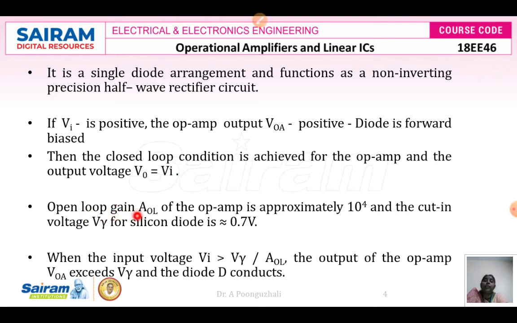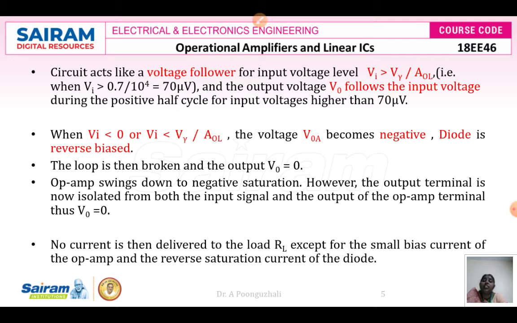So next, the open loop voltage gain AOL of the op-amp is approximately 10 power 4 and the cut-in voltage V gamma of the silicon diode is 0.7. That means when the input voltage Vi is greater than V gamma by AOL, the output of the op-amp is going to exceed the threshold cut-in voltage of the diode and the diode is going to conduct. So here we say that the circuit is going to act like a voltage follower for input voltage Vi greater than V gamma by AOL, and the output voltage V0 is going to follow the input voltage during the positive half cycle for input voltages higher than 70 microvolts.